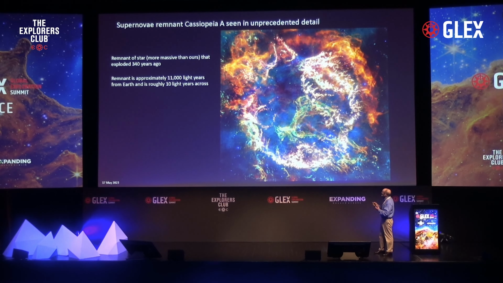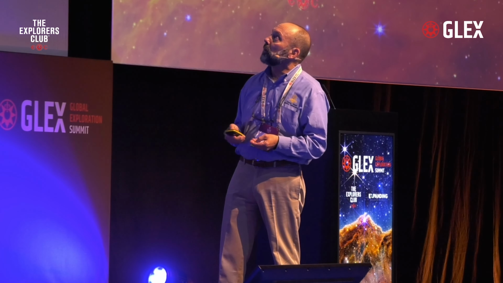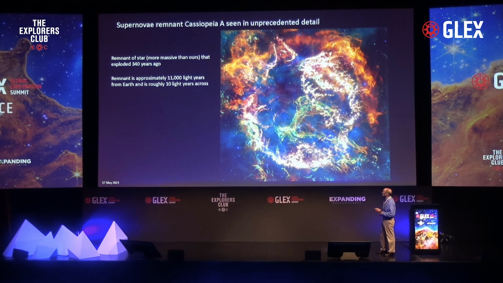Here's an example, Webb's image of a supernova, Cassiopeia A. This supernova occurred during recorded history about 340 years ago. This red stuff here is dust that is being produced by the supernova ejecta. So the ejecta is enriching the interstellar medium and material for subsequent generations of stars. And this green material here is from the original star.